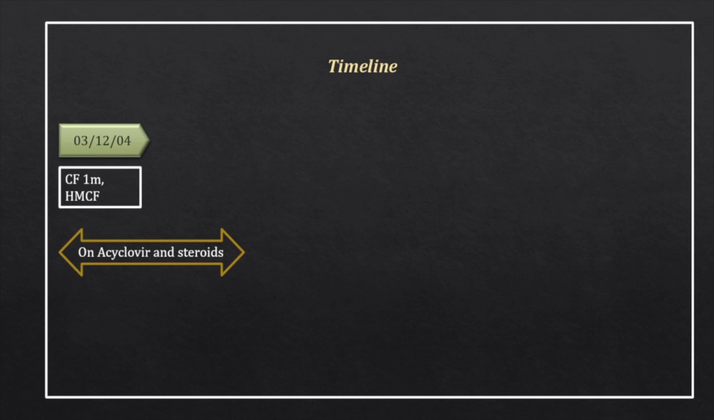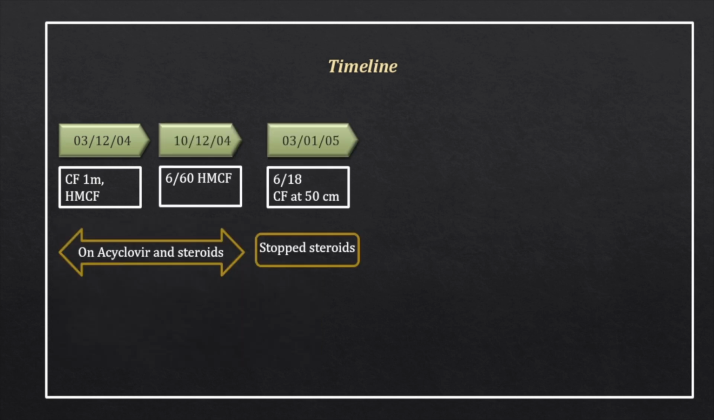So coming to the timeline of events following our case, the next day we could see that the visual acuity in the right eye was counting fingers 1 meter and hand movements close to face. He was on acyclovir and steroids. He was serially followed up and we can see that there is some improvement in the right eye, whereas the left eye remained the same.